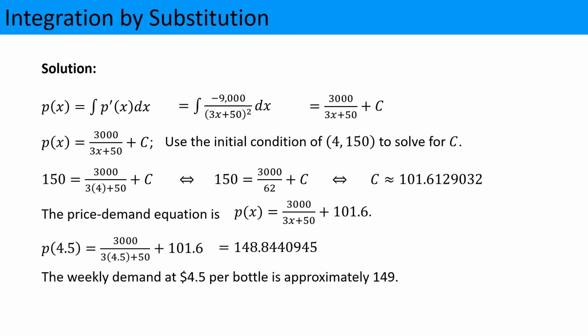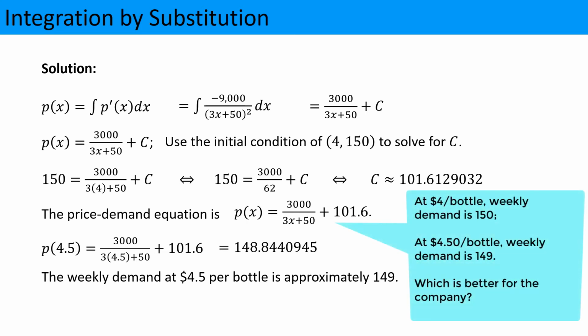So what did you notice here? At $4, the demand was 150. You raise the price by 50 cents. The demand goes down by 1. That's your job to decide which is a better economic output for the company.